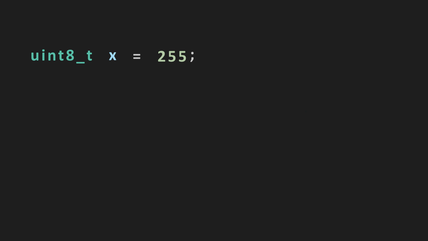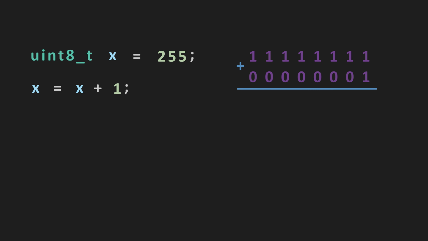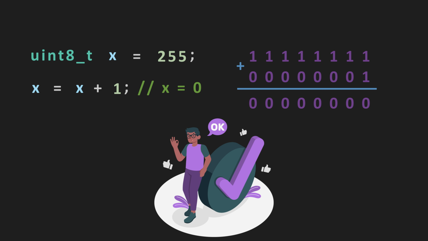Now, let's say we have an 8-bit unsigned integer holding the value 255. What happens if we add 1? It wraps around to 0, and that's completely well-defined behavior. Unsigned integers in C++ operate modulo 2 to the power of n. So with 8 bits, adding 1 to 255 just wraps back to 0. No surprises, no errors, just circular arithmetic.